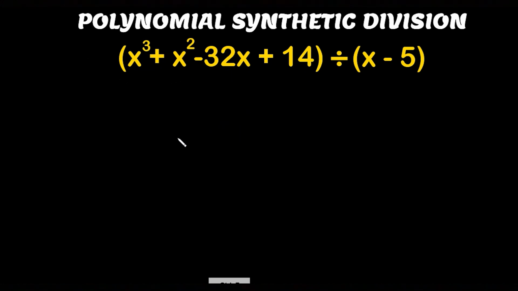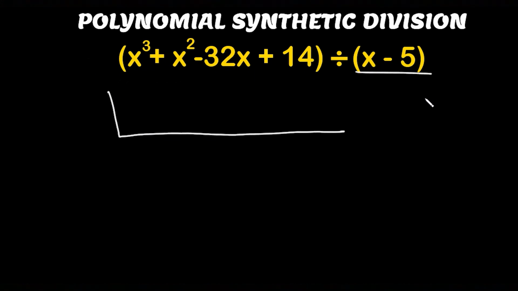So how is it going to look? Well, you're going to do a long division bar and you're going to flip it upside down. So for example, it's going to look like this. Okay? Then you look at your divisor. It's x minus 5. In order to do synthetic division, you have to solve your divisor. How do you solve it?